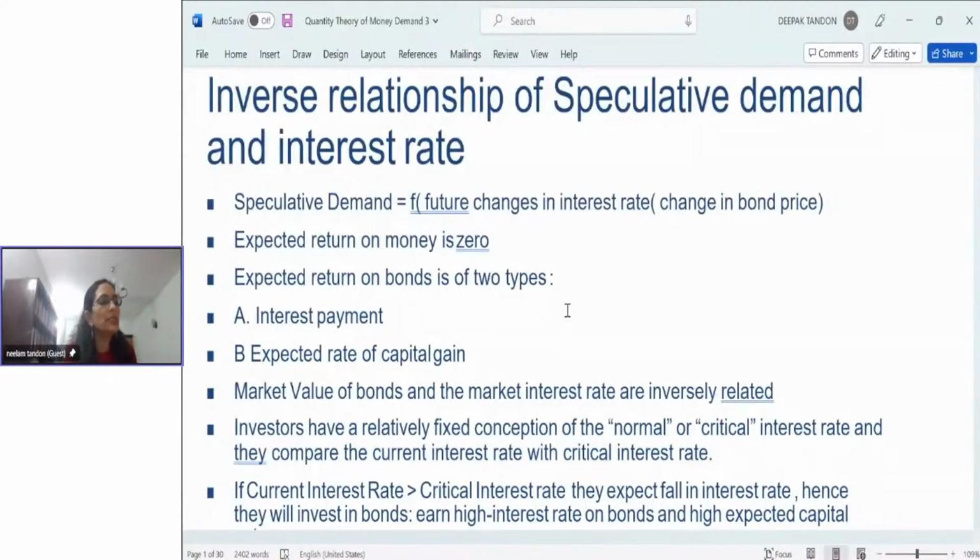So what is the relationship here? The relationship is that if the interest rate is higher, the bond price will decrease. That is what happened with Silicon Valley Bank. I'll share it later with you. We are running short of time, so we can't go into discussing that.